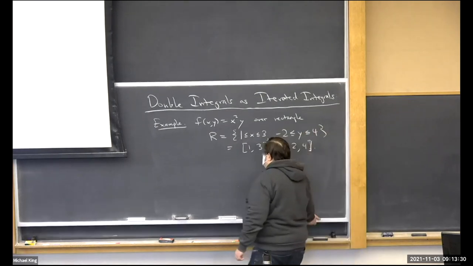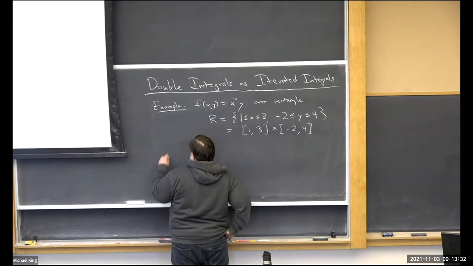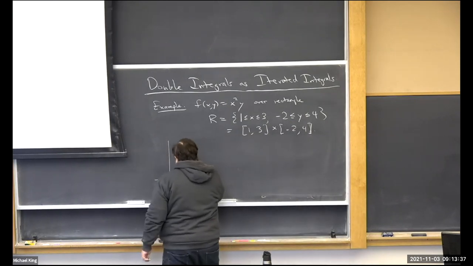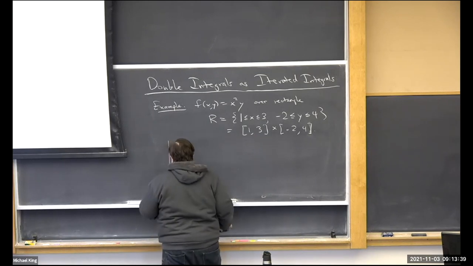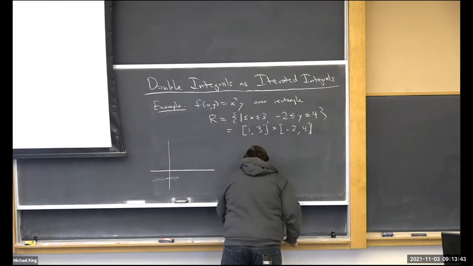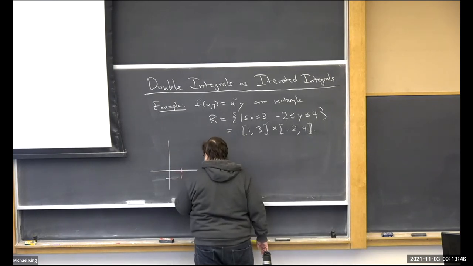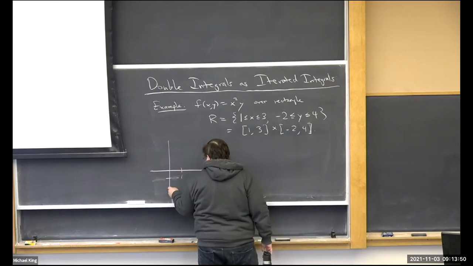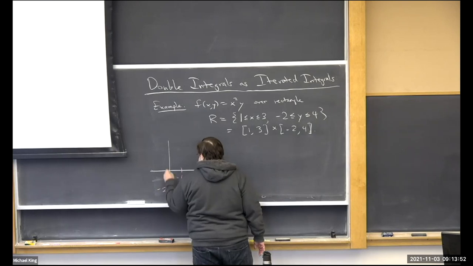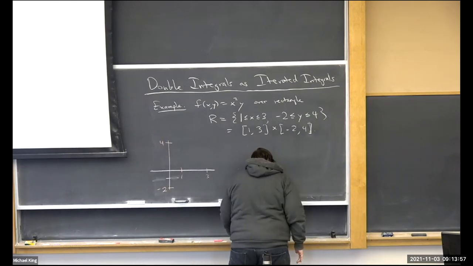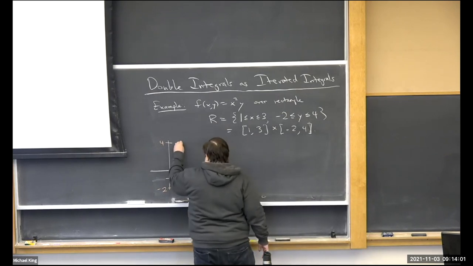And let me just remind you, here was the region. Actually, let me draw it correctly. So we had x from 1 to 3, and we had y from -2 to 4 in the y direction. And we had this rectangle, right?